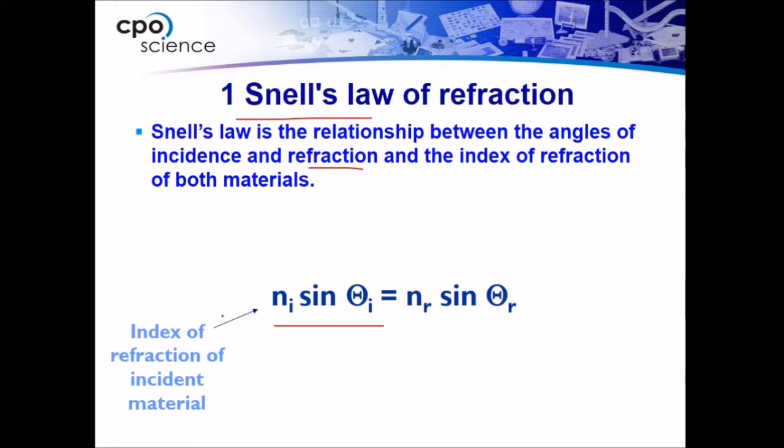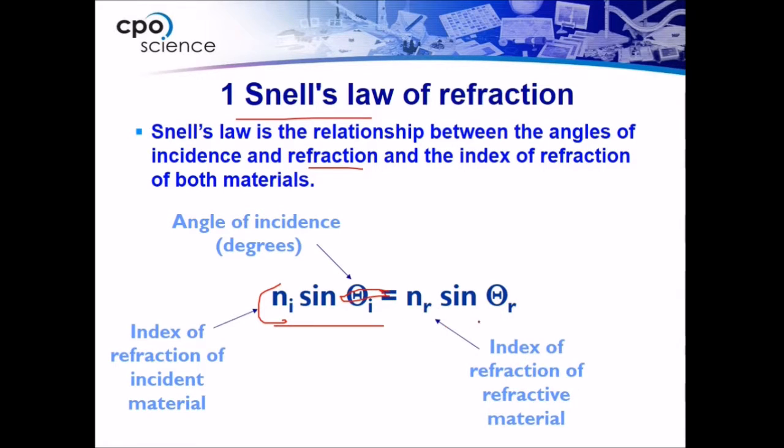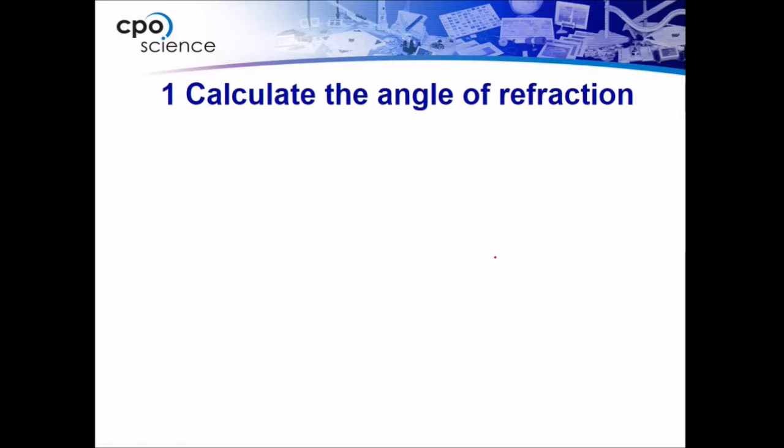This is Ni, the index of refraction of the incident material. This is the angle of incidence in degrees, theta I. This is the index of refraction of the refractive material. This is the angle of refraction. This is Snell's law.